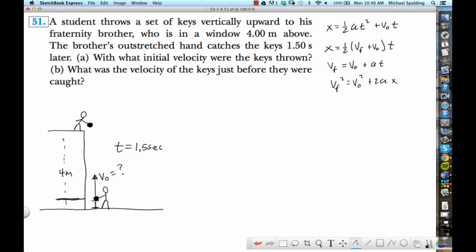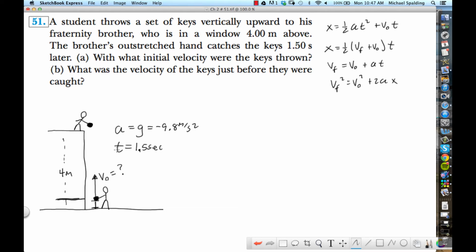All right. So we've got time. What else do we have? It's not specifically stated in the problem. Gravity. Once the keys are out of the person's hand, we know that the acceleration of the keys will be what? Gravity, which is negative 9.8 meters per second squared.